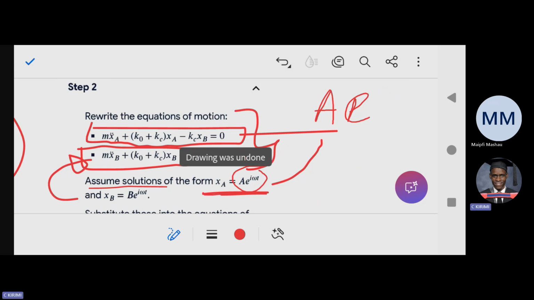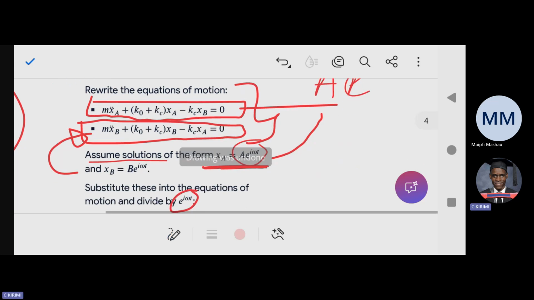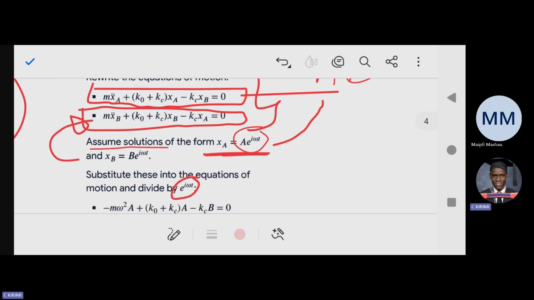So this is your trial solution. You assume it; it was not given, it's an assumption. When you are solving differential equations, yes, you have to make those assumptions depending on your solution, whether it's a homogeneous equation like the one which you are given there. Okay. And x_B is equal to B e to the power i omega t. So they must just correspond.